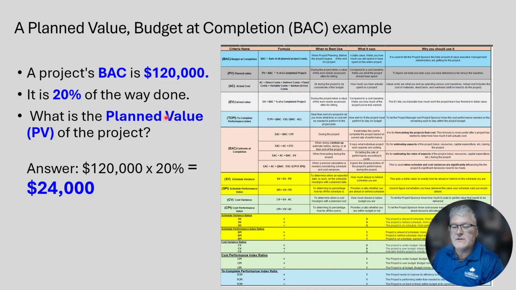The example is a project's budget at completion is $120,000. We're 20% of the way done with it. So what is the plan value? It's 120,000 times 20%, and that would be $24,000. Now, this seems very simple, and it is, but sometimes it'll throw in different types of formulas, and you only get about 2 minutes at best to figure things out. Especially if fatigue kicks in, you might make mistakes or not have the formulas in your head, and you'll encounter problems.